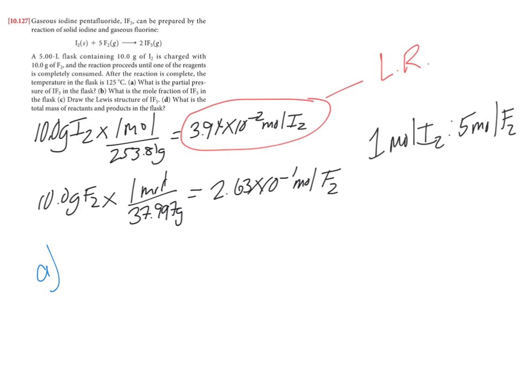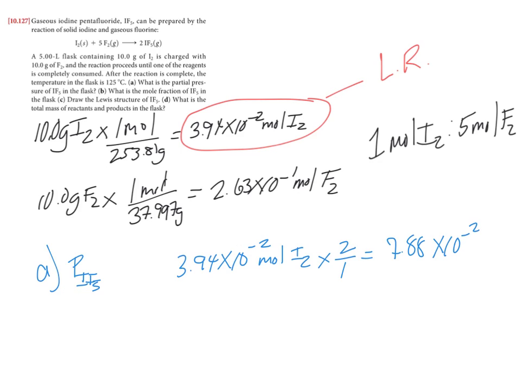Now we can address part A of the problem. We're looking for the partial pressure of IF5 gas. We need to use the balanced equation to find the number of moles of IF5 that are produced. Again, the limiting reactant controls this, so we've got a 2-to-1 ratio. So we're going to make 7.88 times 10 to the minus 2 moles of IF5.